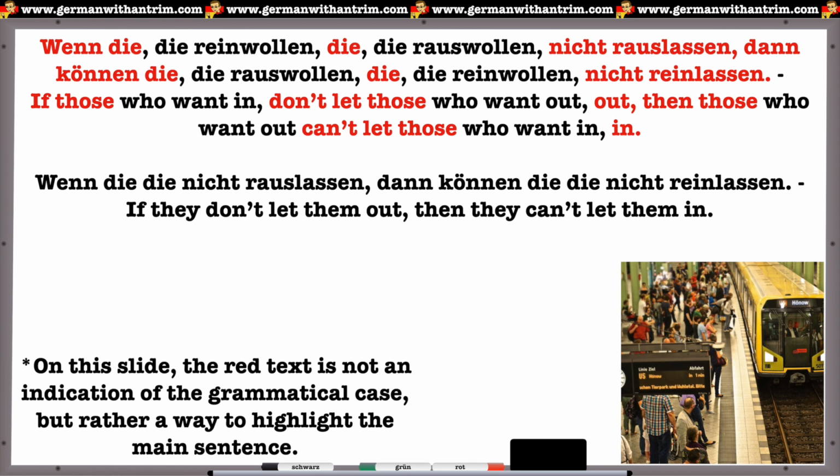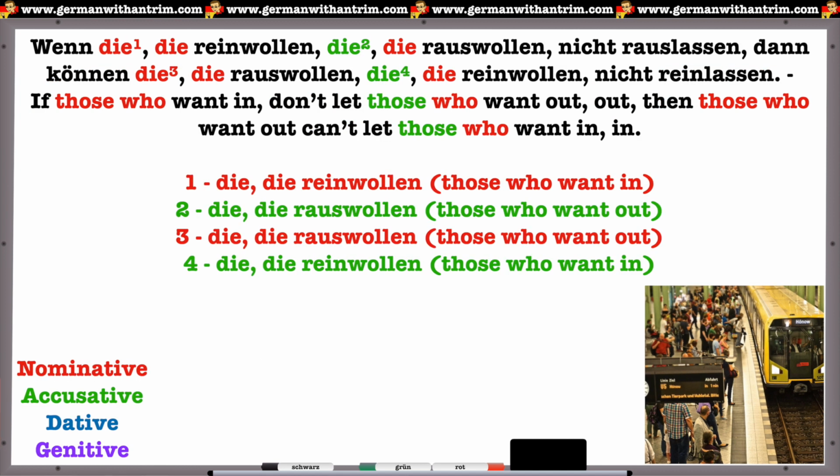Wenn die nicht rauslassen, dann können die nicht reinlassen. If they don't let them out, then they can't let them in. The first die refers to those who want in, which is why it's followed by die reinwollen, who want in. The second die refers to those who want out, which is why it's followed by die rauswollen.